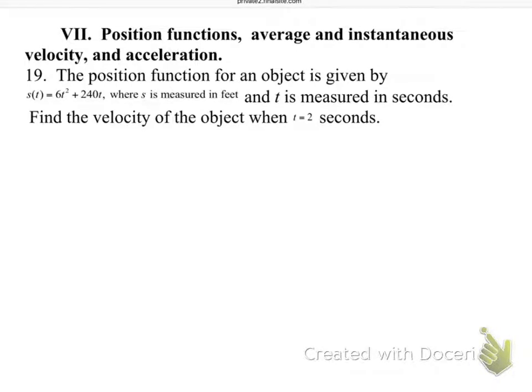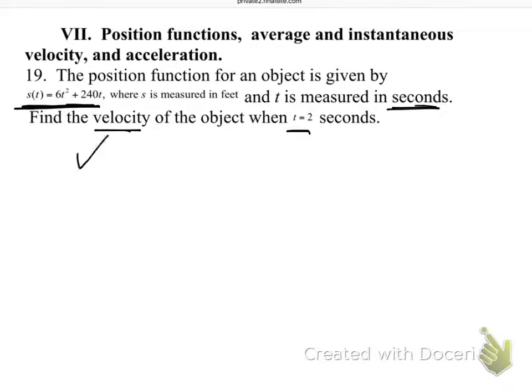In this position function equation, it says the position function for an object is given by this equation, where s is measured in feet and t is measured in seconds. Find the velocity of the object when t is 2 seconds.